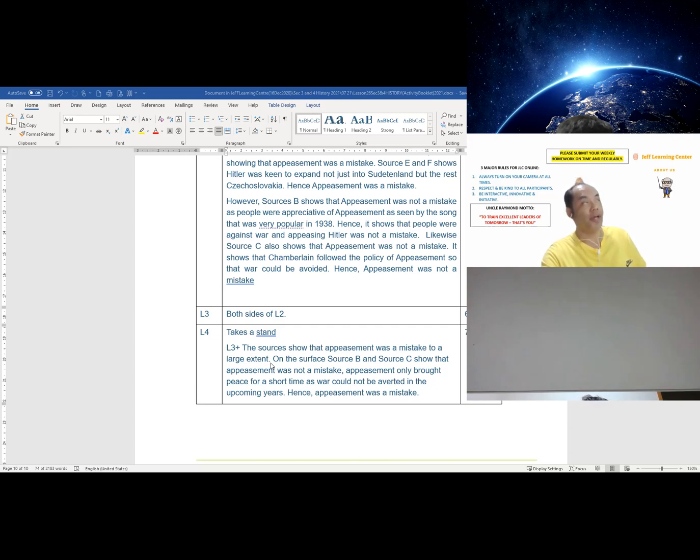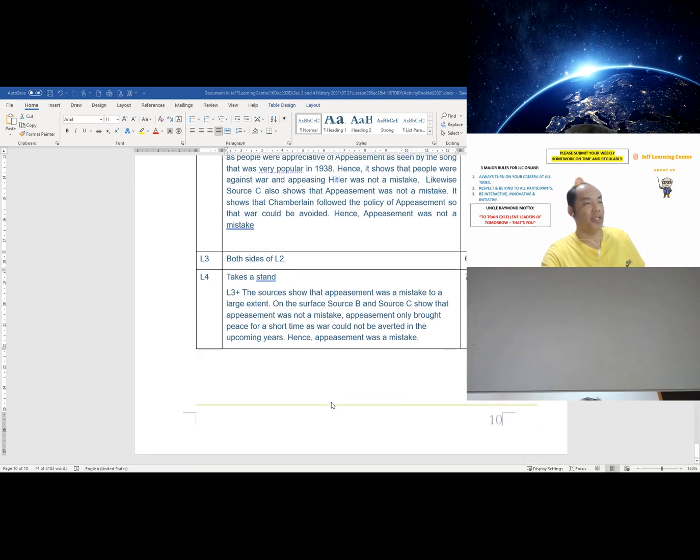On the surface, sources B and C show that appeasement was not a mistake. Appeasement only brought peace for a short time, as war could not be averted in the upcoming years. Hence, appeasement was a mistake. Okay, write down this word, averted. It is very good to use. War could not be averted in the upcoming years. Cannot be avoided.